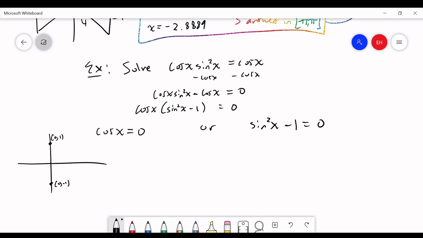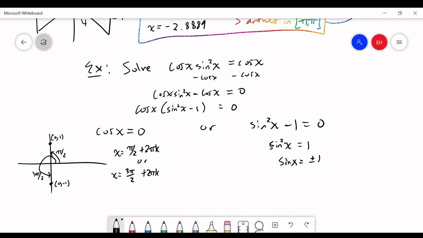So if we look at that first part of the answer, cos x equals 0. Well, cos is the x-coordinate, so it's going to be 0 at pi over 2 and negative pi over 2, or 3 pi over 2, it doesn't matter. You could write it as 3 pi over 2 or negative pi over 2, I don't care. So my two sets of answers is pi over 2 plus 2 pi k, because again, every rotation of 2 pi gives me another answer, or 3 pi over 2 plus 2 pi k rotations.